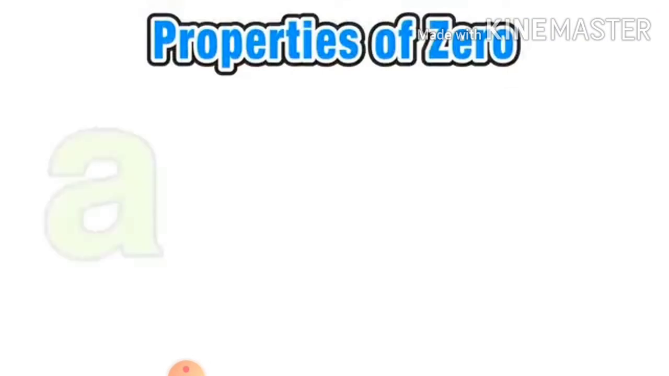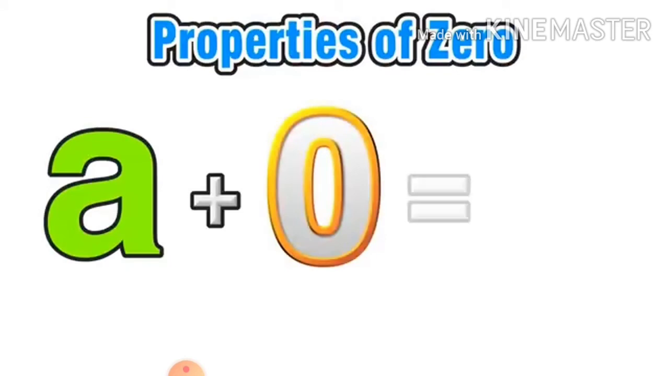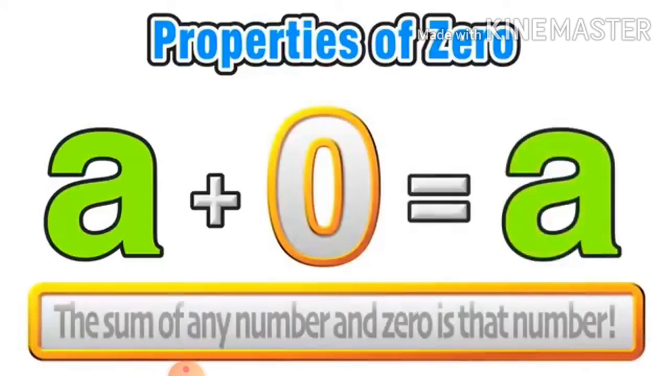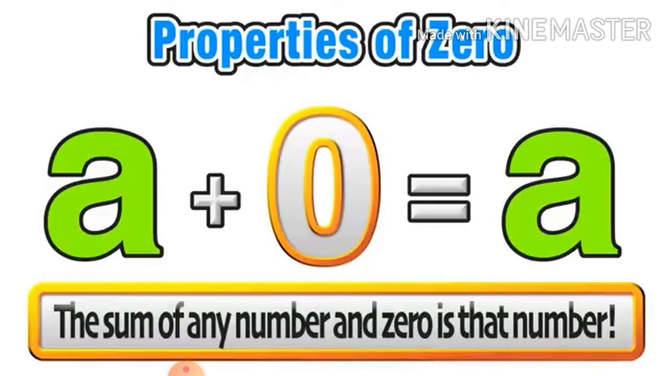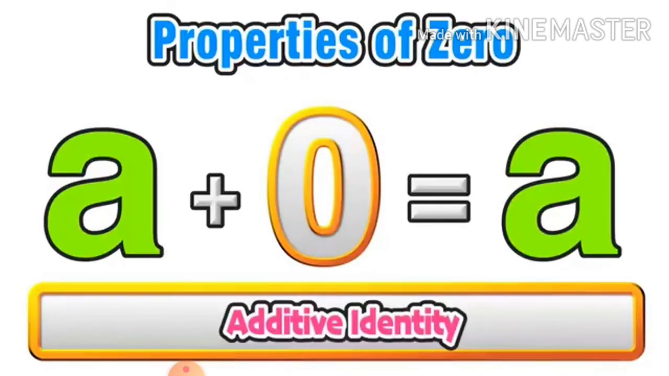Now, the first property of zero we're going to talk about is taking any value, we'll call it A, and adding zero to it, and getting back that same value. So basically, the sum of any number and zero is that same number. This property is called the additive identity.